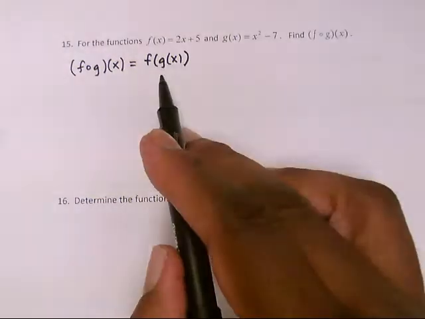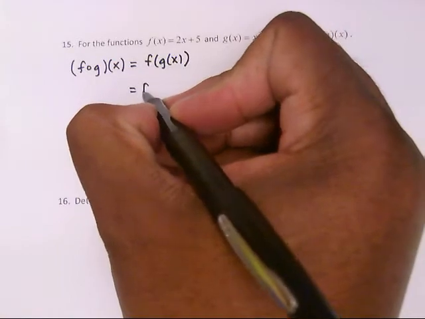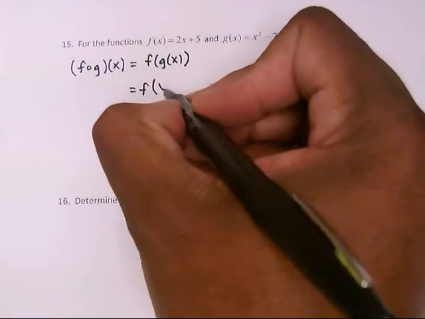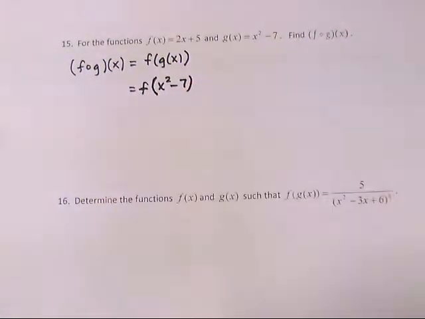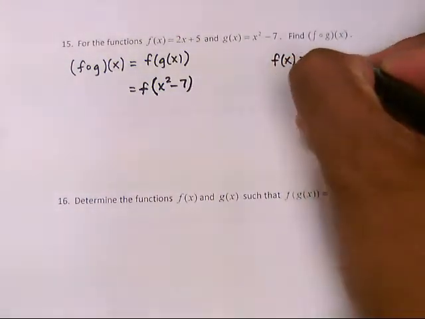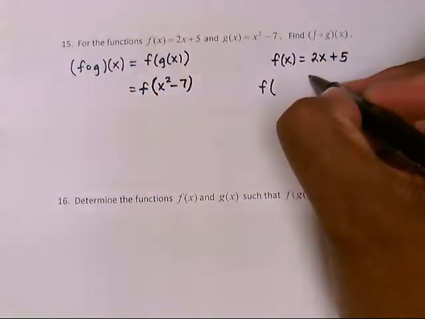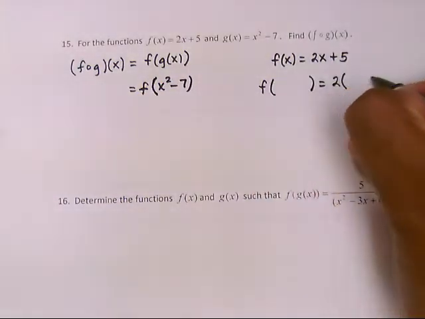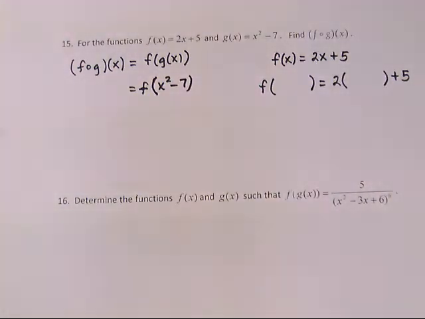Now, the inside is g of x. And g of x is x squared minus 7. So that means I'll substitute that g of x with the x squared minus 7. So what I'm going to be doing here is evaluating f of x squared minus 7. But in this case, my f of x is the 2x plus 5. So now everywhere I have an x in the f of x function, I'm going to replace it with what g of x is. Okay?